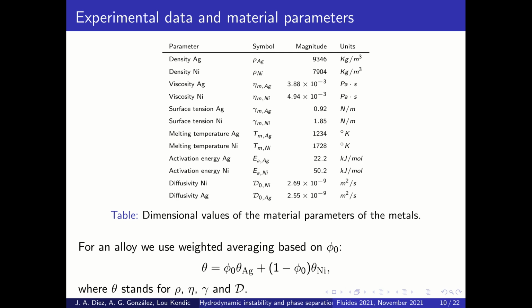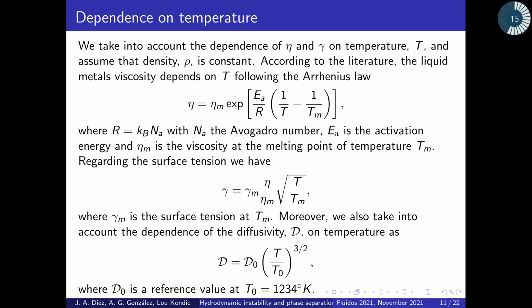Some of the data are taken from the literature as shown here, and some dynamical parameters like density, viscosity, surface tension, and diffusivity for the alloy are calculated by a weighted average of the simple metals' values taken from the literature, but these values are known also to depend on the temperature.